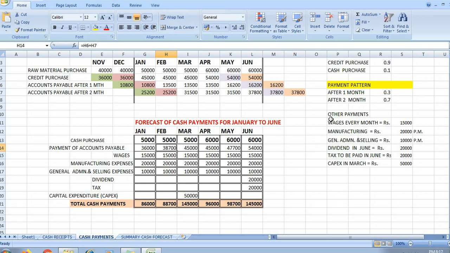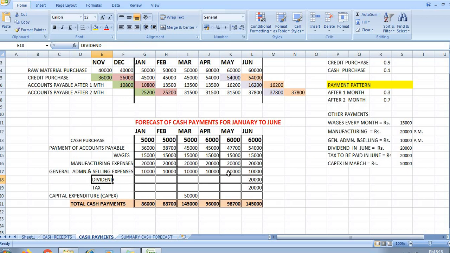Alright, so it is told to you whether it is every month or it is one time. Wages are paid every month, manufacturing expenses every month, general administration and selling expenses every month. So we plot them out here. Wages, manufacturing expenses, general administration and selling expenses. Every month we have plotted.